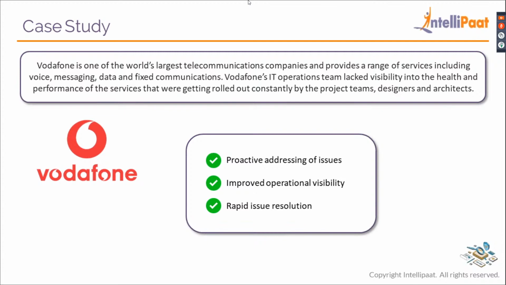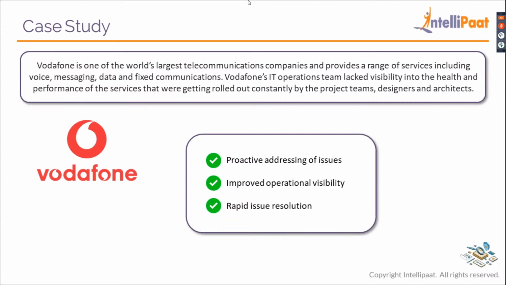Vodafone is one of the largest telecommunication companies and provides a range of services, including voice, messaging, data and fixed communications. And Vodafone's IT operations team had the problem that they lacked visibility into the health and performance of the services that were getting rolled out constantly. It's such a big company where they have to provide so many different services that are being conjured up by the business managers for the clients and the customers. When they have to manage so many different projects, it becomes very hard to track all of them to see how well they're doing. What is the performance of these projects? How do we get feedback from these projects?